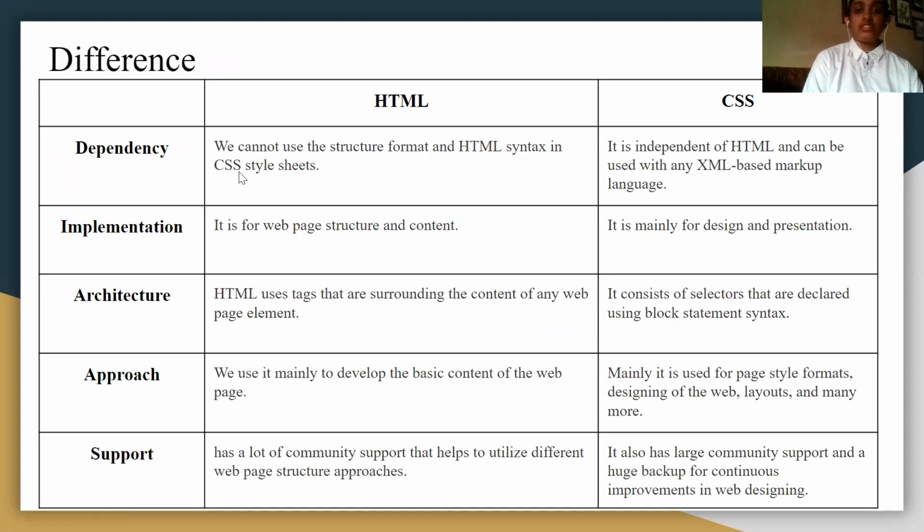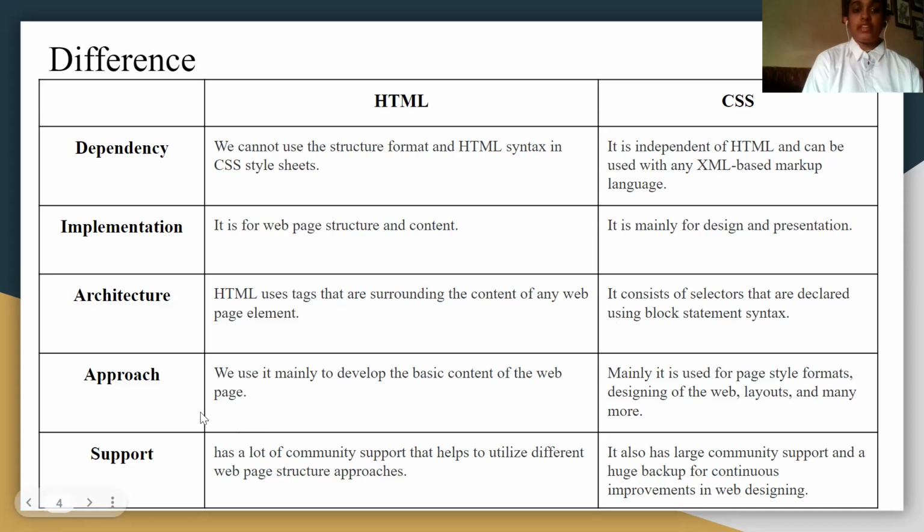The dependency, as you can see. We cannot use the structure format and HTML syntax in CSS style sheets, while CSS is independent of HTML and can be used with any XML-based markup language. Implementation: HTML is for web page structure and content, while CSS is mainly for design and presentation. The architecture: HTML uses tags that surround the content of any web page element, while CSS consists of selectors that are declared using block statement syntax.